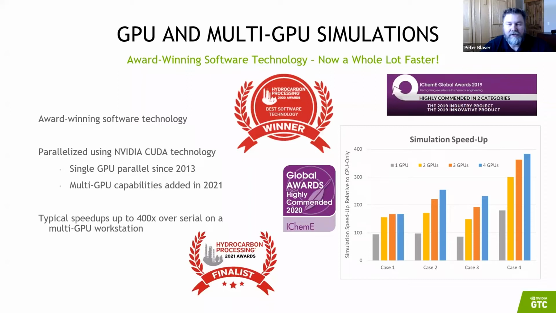I mentioned we came out with single GPU parallel almost a decade ago, and most recently came out with our multi-GPU version last year. And what we've seen has really been tremendous. Speedups of over 400 times over serial on a single workstation. Compared to the CPU on a DGX Station, for example, the 4 GPUs are running 400 times faster in some cases. It's been truly phenomenal.